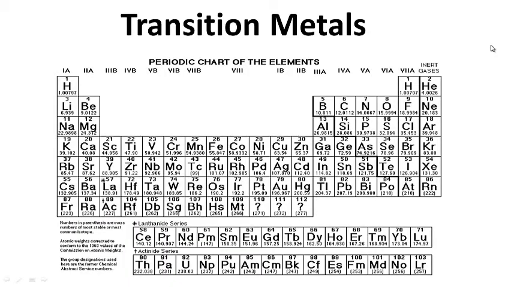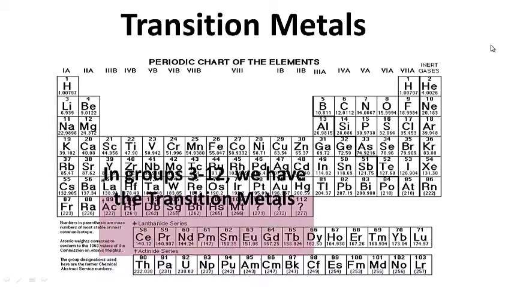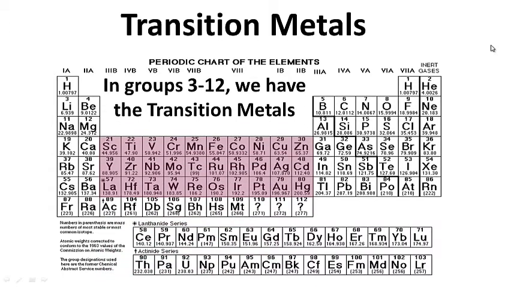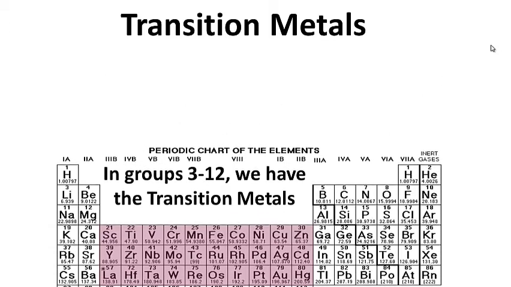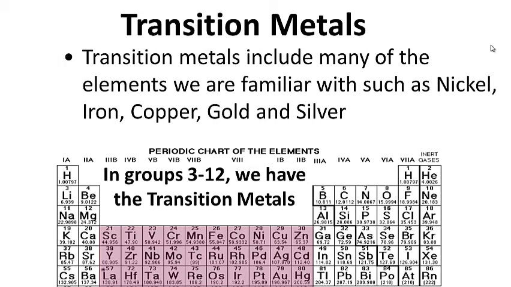Transition metals. In groups 3 through 12, we have the transition metals. Transition metals include many of the elements we are familiar with, such as nickel, iron, copper, gold, silver.